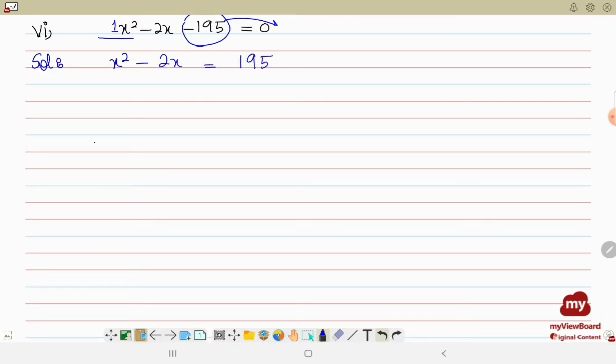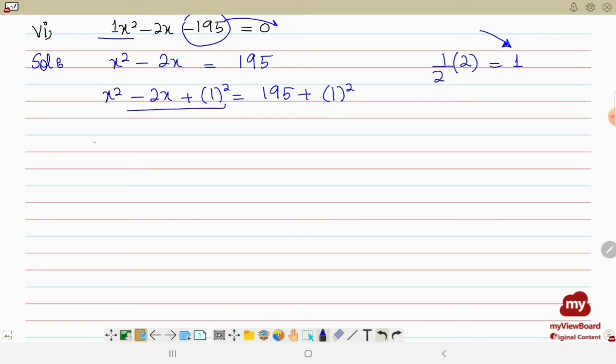The third step of working was to multiply the coefficient of x by 1 by 2. Here it is 2, so when we multiply, it will become 1. And then you have to add up the square of it on both sides. Let's add up the square of it on both sides. It will become 195 plus 1. If you see, the left hand side of the equation is now the second algebraic identity. So we'll just close the formula. It will become x minus 1 whole square. And here it will become 195 plus 1, that becomes 196.